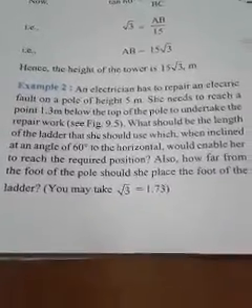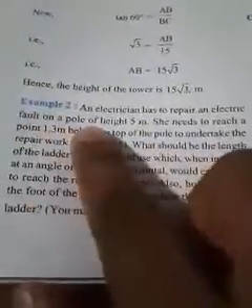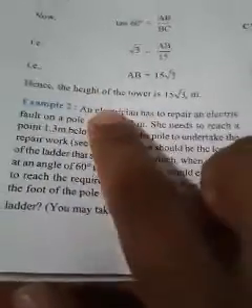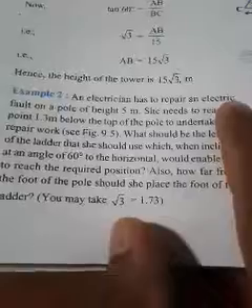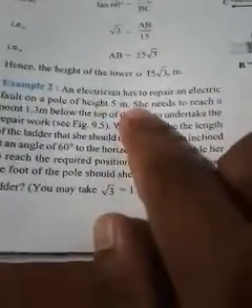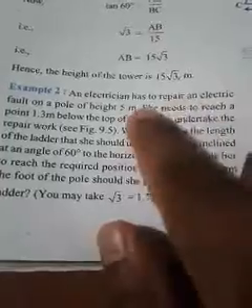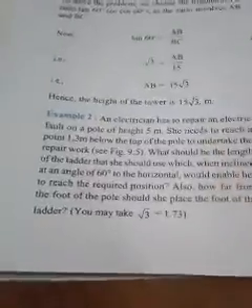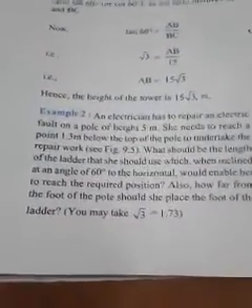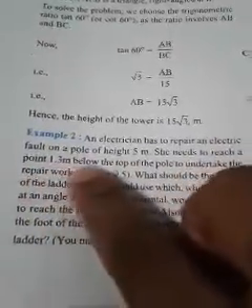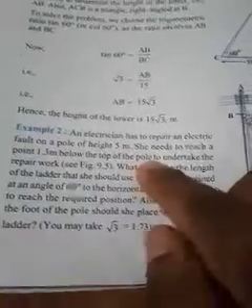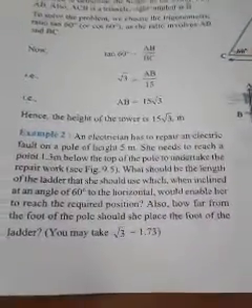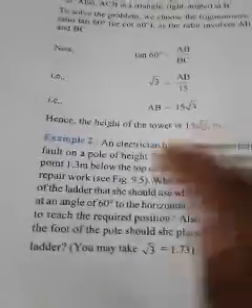An electrician has to repair an electric fault on a post of height 5 meter. That electrician, what she has to do, she has to repair. So an electrician has to repair an electric fault on a post of height 5 meter. The electric post has a height of 5 meter, and she has to repair something on that post. She needs to reach a point 1.3 meter below the top of the pole.